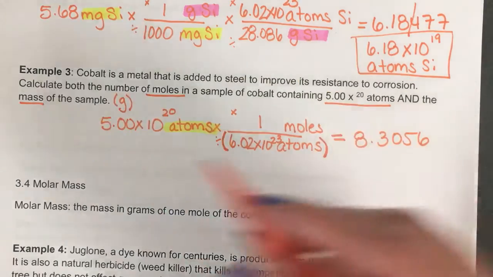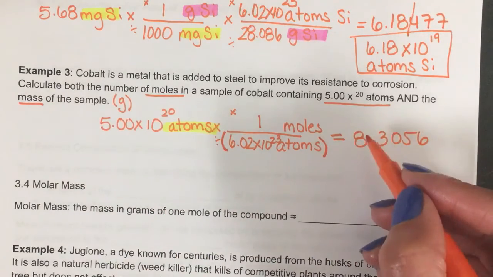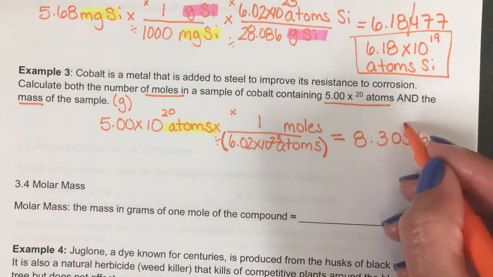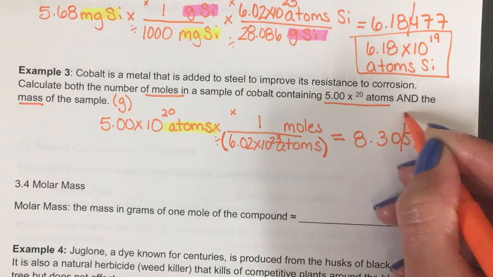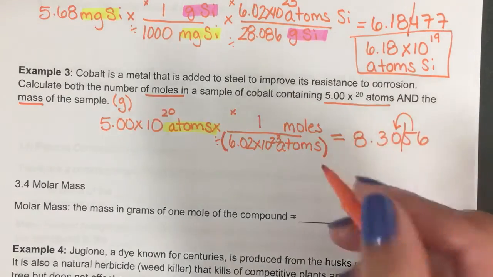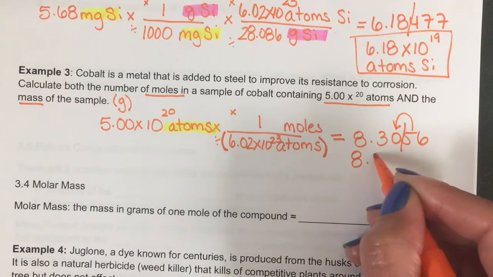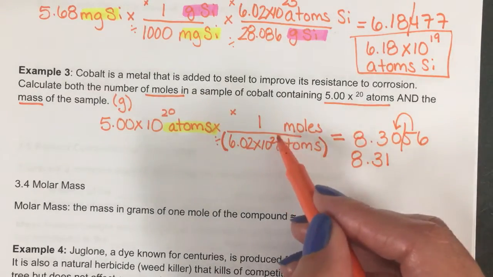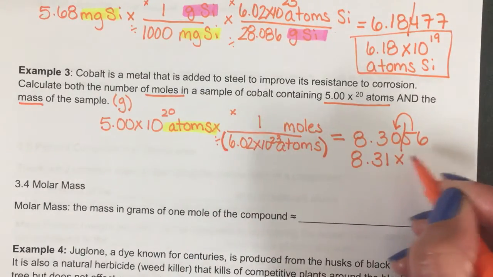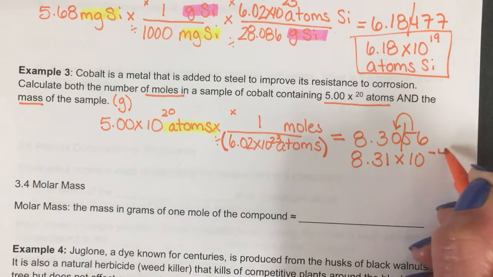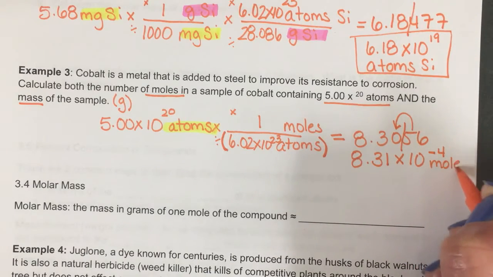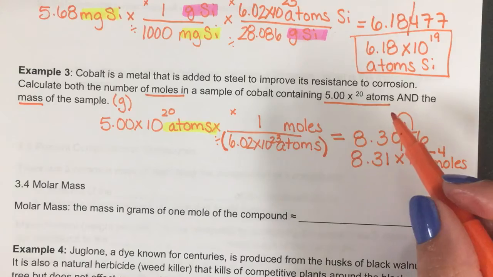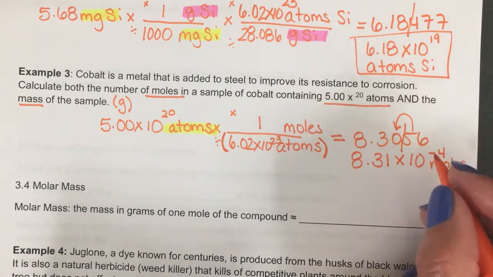8.3056. I started with 1, 2, 3 sig figs. I keep 1, 2, 3 sig figs. Because this is a 5, it rounds up. So 8.31. I should have exponents. So this is times 10 to the -4th moles. And it's going to be of cobalt.